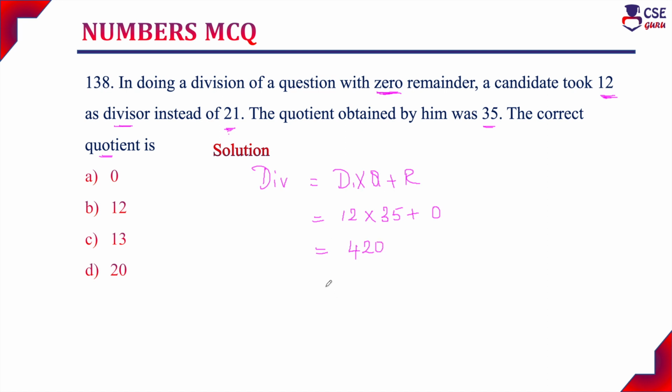Suppose he had taken the right divisor, that is 21, into the quotient we don't know, plus remainder 0 only. Equate this with 420. So here Q is equal to 420 divided by 21, so we will get 20. So if he has taken the right divisor, 21, the quotient we will get here is 20. So the correct answer is option D, 20.